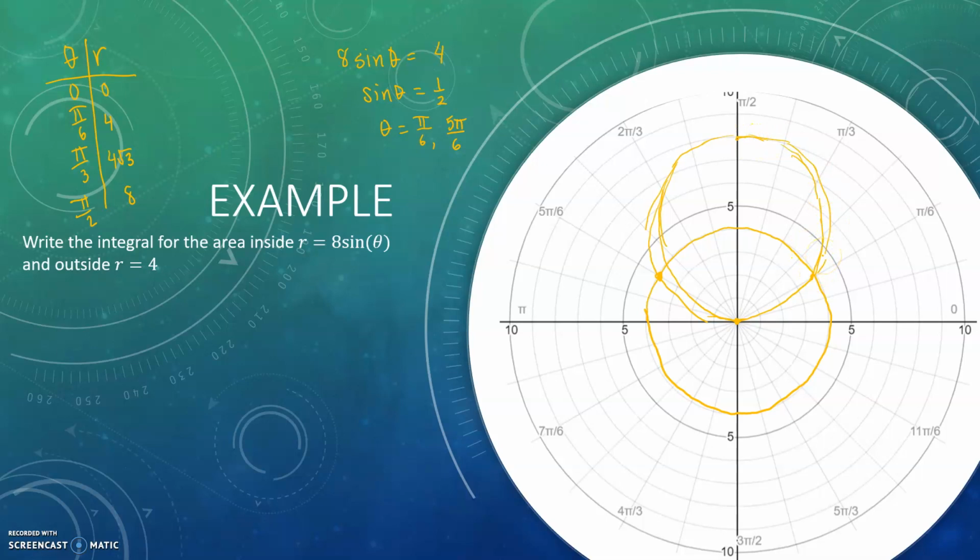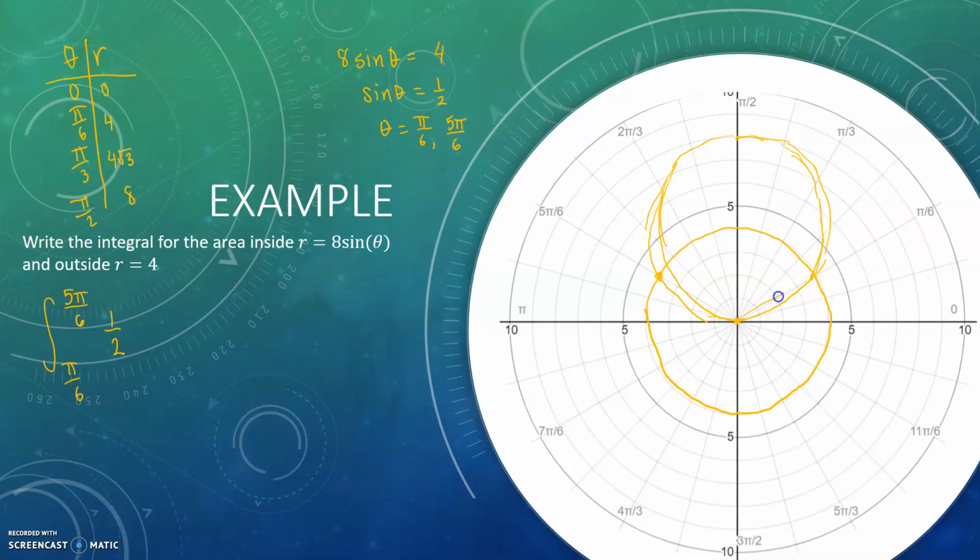And then if I want to set up the integral for the area that's inside, I'm going to go from pi over 6 to 5 pi over 6. And I'm going to use the area formula for polar, so it's going to be 1/2.